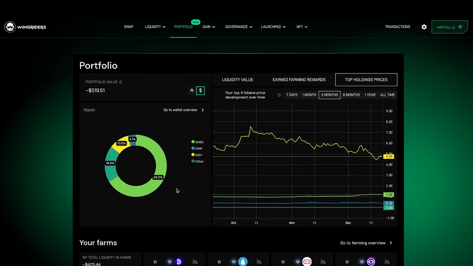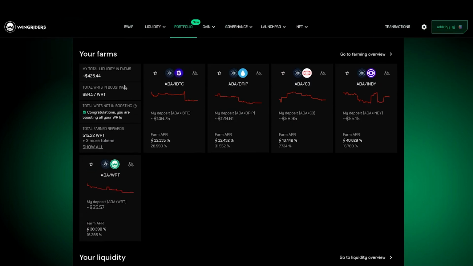Below are your active farms. This section displays data for total liquidity in farms, total WRTs, both in and not in boosting, and total earned rewards. Each card represents a single farming position where you can see a chart for pool TVL history in the last 7 days, your deposit in the farm, and farm APR.